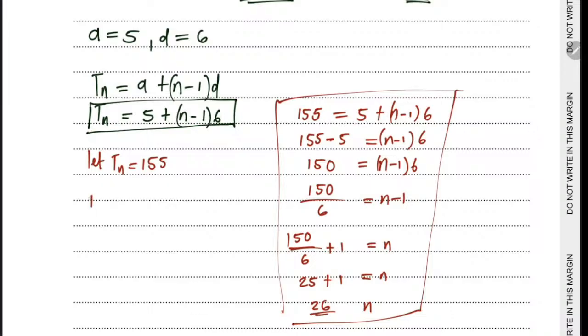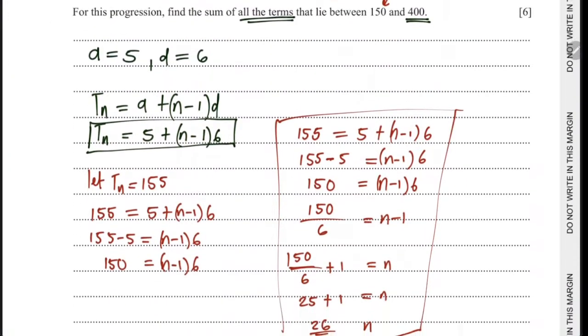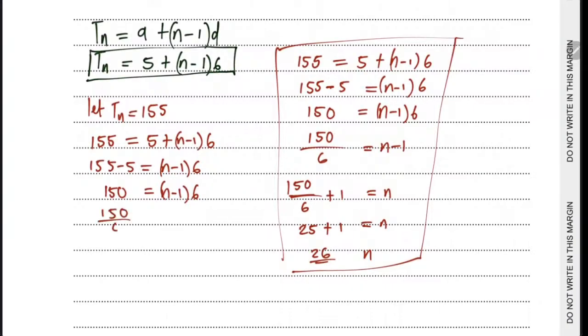Term number 155, we don't know what it is. We let Tn be 155. We don't know what term number it is, okay? 155 will be 5 plus n minus 1 by 6. 155 minus 5 is n minus 1 by 6. 150 is n minus 1 by 6. 150 over 6 is n minus 1. 23 is n minus 1. 23 plus 1 is n.